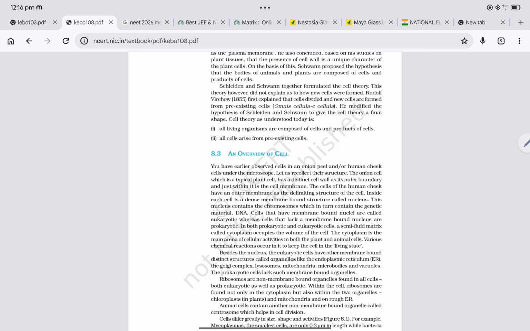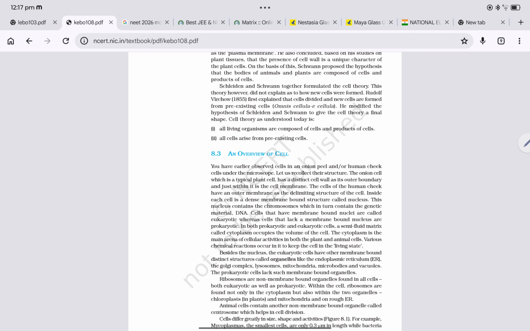Cells that have a membrane-bound nucleus are called eukaryotic, whereas cells that lack a membrane-bound nucleus are called prokaryotic. In both prokaryotic and eukaryotic cells, a semi-fluid matrix called cytoplasm occupies the volume of the cell. The cytoplasm is the main arena of cellular activities in both the plant and animal cells. Various chemical reactions occur in it to keep the cell in the living state. Besides the nucleus, the eukaryotic cells have other membrane-bound distinct structures called organelles, like the endoplasmic reticulum (ER), the Golgi complex, lysosomes, mitochondria, microbodies, and vacuoles. The prokaryotic cells lack such membrane-bound organelles.